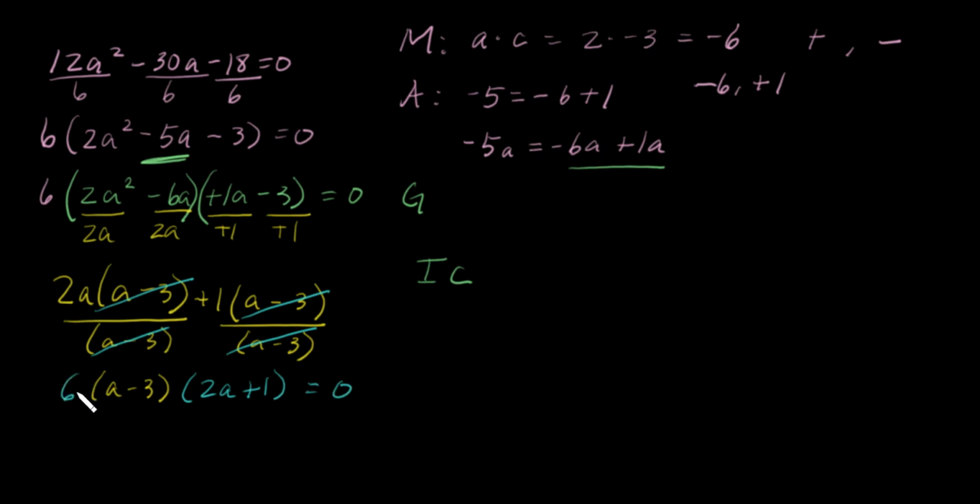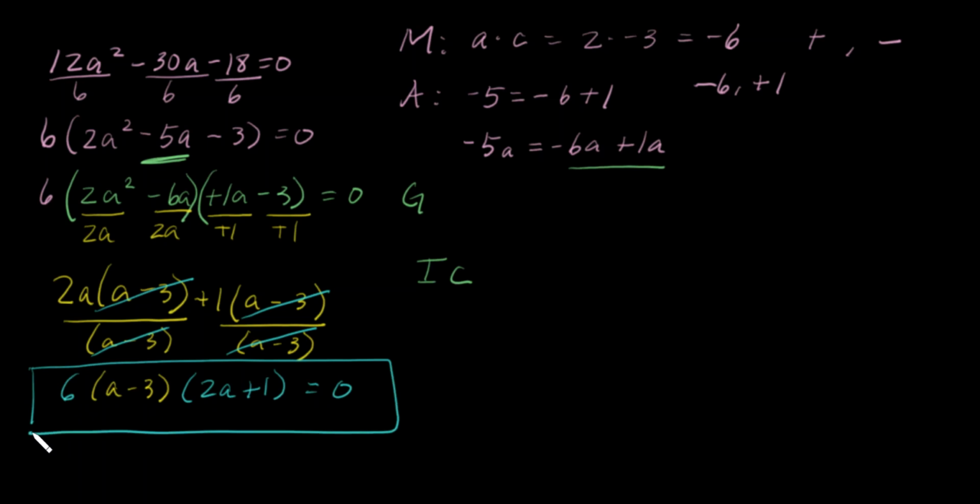You can put the 6 that we left behind. And here, guys, are the factors of the original problem, right here. And that's the magic or AC method. Good job, guys.